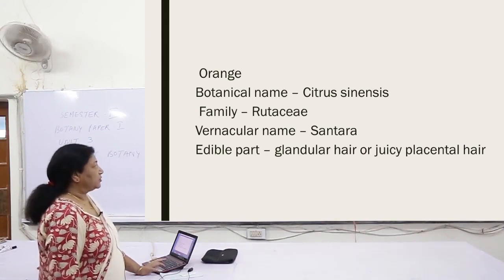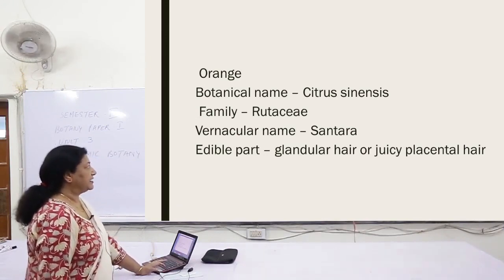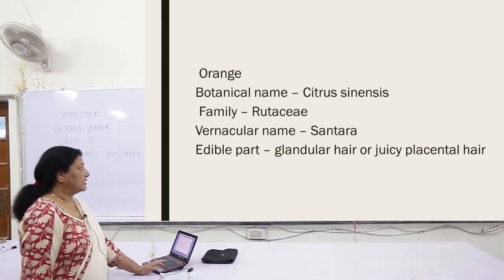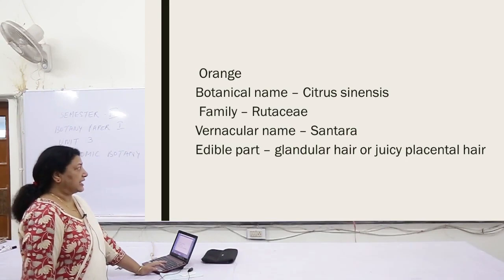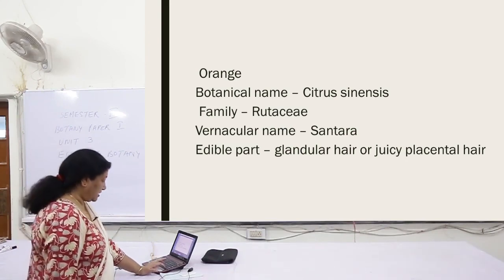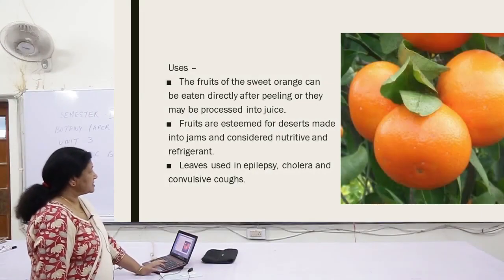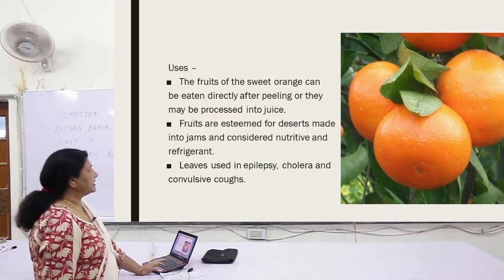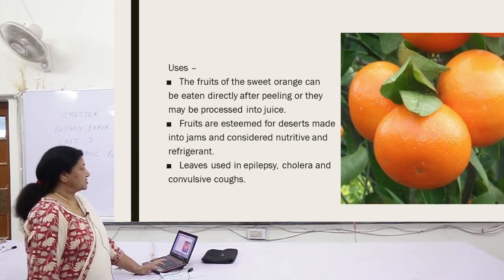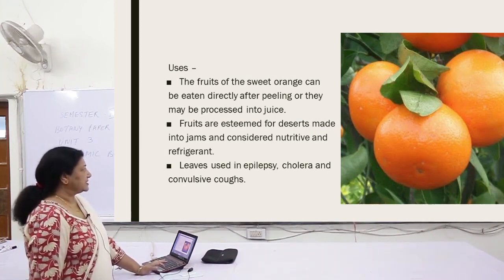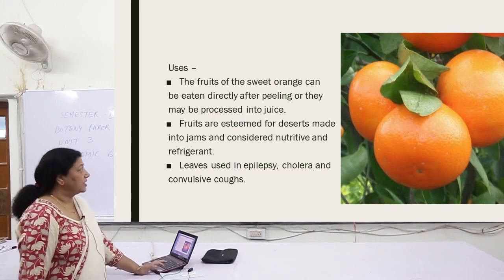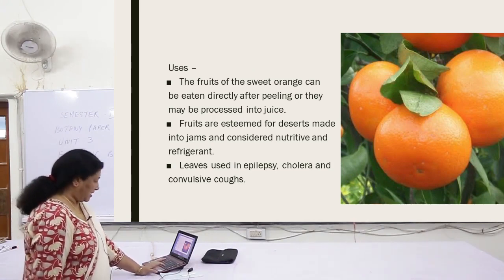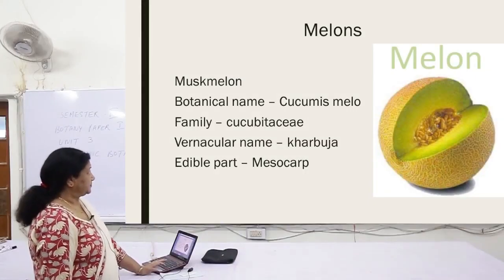Orange, family Rutaceae, botanical name Citrus sinensis, vernacular name Santara. Here again the edible part is the glandular hair or the juicy placental hair. Uses: the fruit of sweet orange can be eaten directly after peeling or they may be processed into juice. Fruits are esteemed for desserts, made into jams and considered nutritive and refrigerant. Leaves used in epilepsy, cholera and for various coughs.